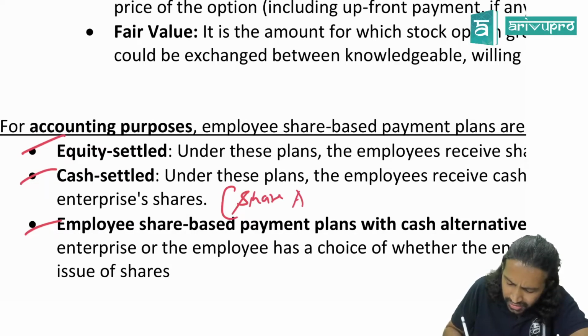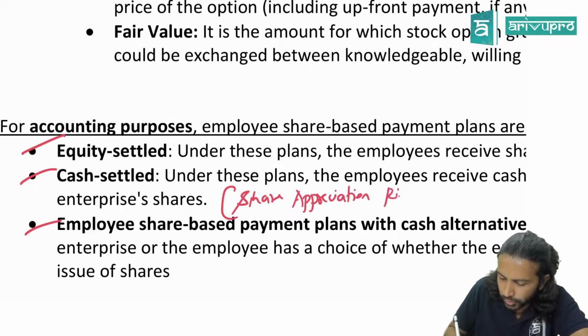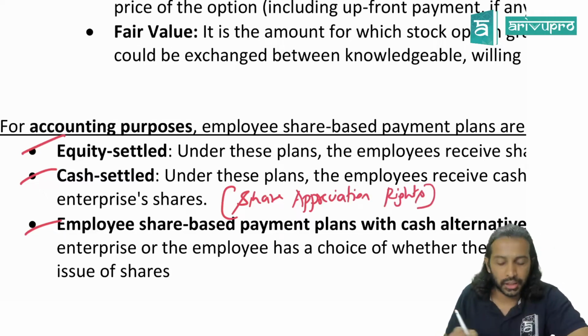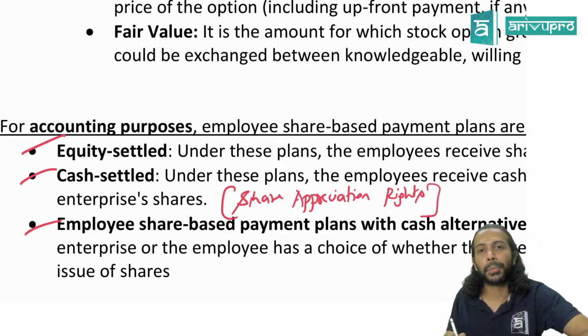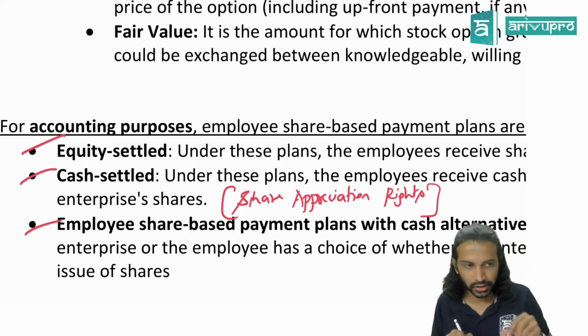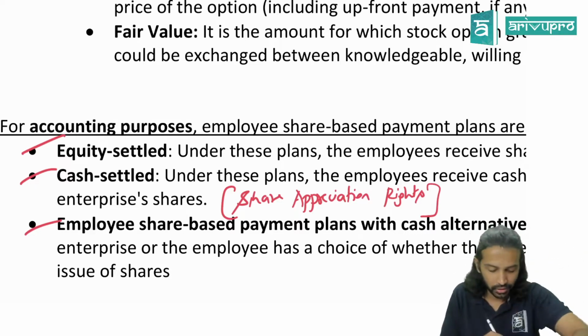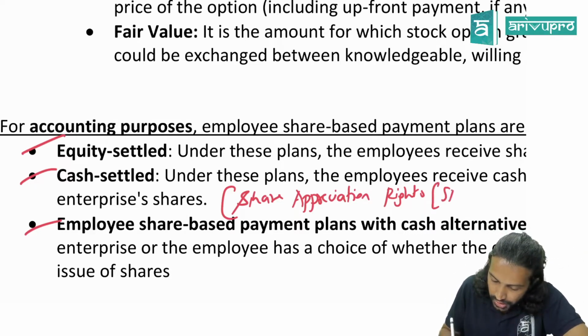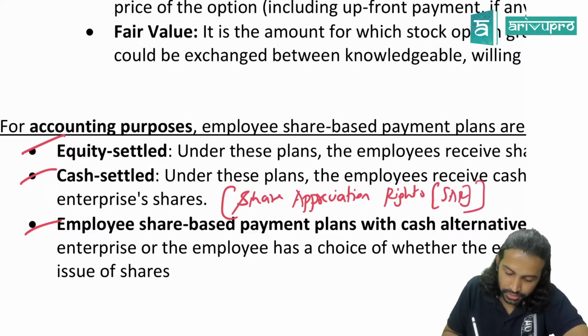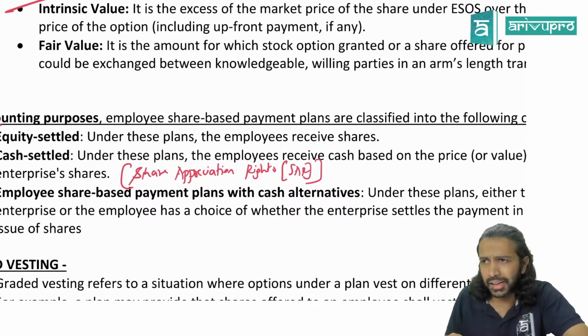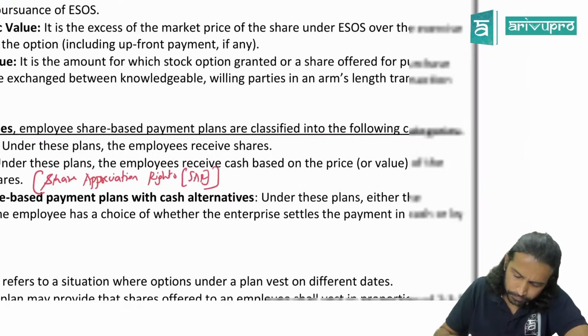All this again is in your CA Final only; I'm just explaining for your knowledge base. SAR: share appreciation rights or stock appreciation rights. Here, employees don't get stocks. They get SAR, meaning share appreciation rights. Do you want to know how it works? Quick two minutes, I'll tell you what this is.